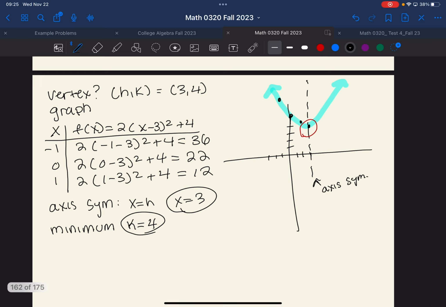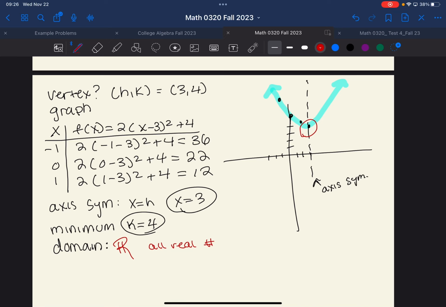Next, it wants us to find the domain. And who remembers what the domain of a quadratic function is? Always. Never changes. All real numbers. Anytime you see a quadratic, the domain is always all real numbers, or that fancy R. So all real numbers. Okay.